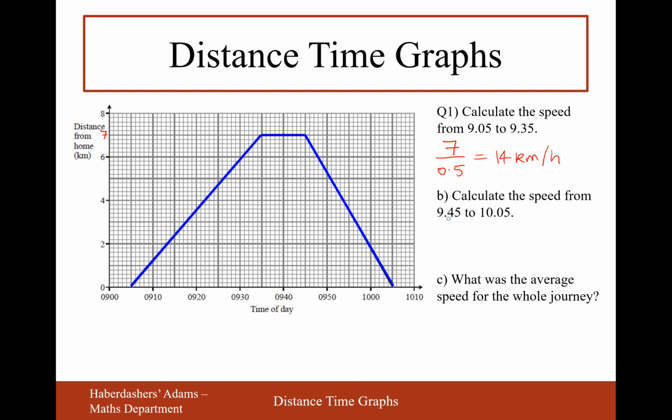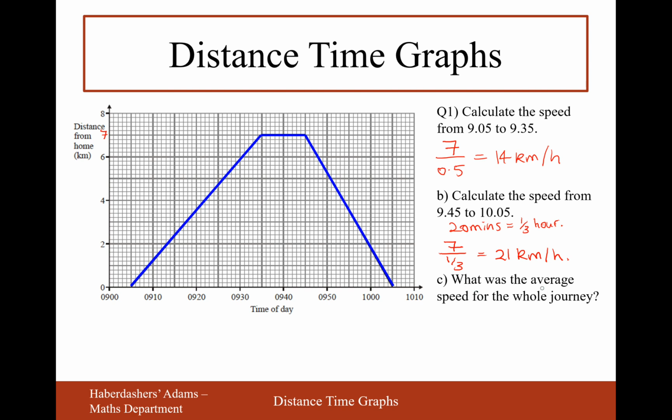Calculate the speed from 9:45 till 10:05. Okay, so 9:45 till 10:05. That's 20 minutes. So that's going to be 1/3 of an hour. So 20 minutes needed a quick conversion into hours. That's 1/3 of an hour. So now I'm going to do, it's still from 7 down to 0, so it's going to be 7 divided by 1/3. And if you don't know, 7 divided by 1/3 is the same as doing 7 times 3. So that's going to be 21 kilometers per hour.